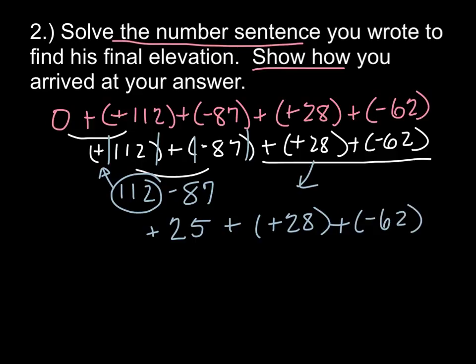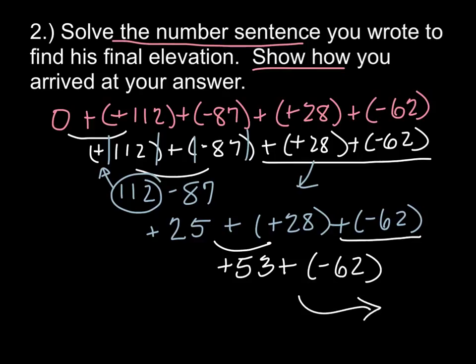So, still going left to right, I'm going to ignore this part of my number sentence. Just focus here on positive 25 and positive 28. The signs are the same. I'm going to find the sum. 20 plus 20 is 40. 5 plus 8 is 13. So I add those together and I get positive 53 plus negative 62.